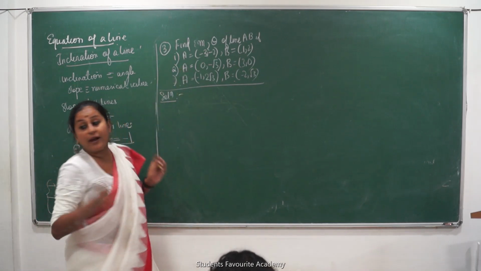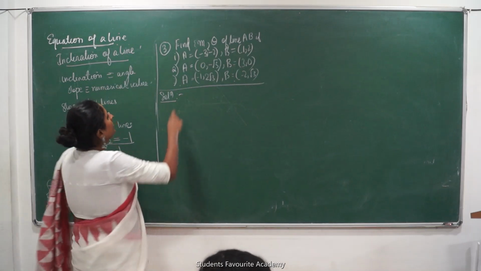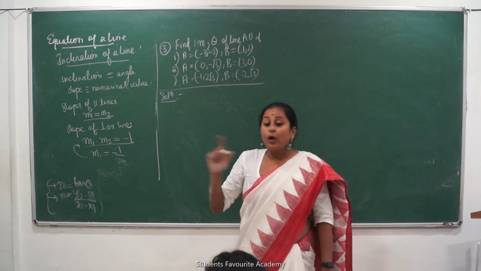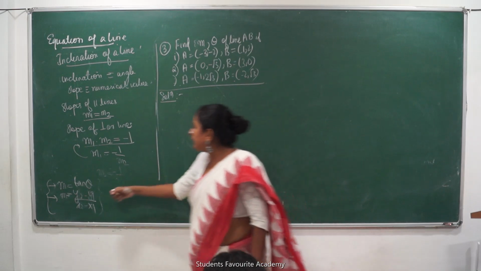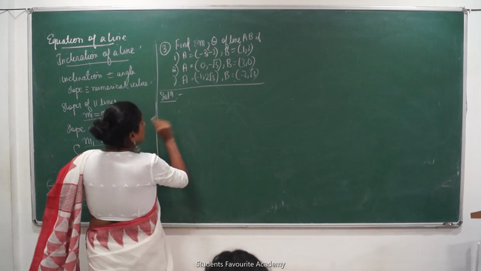चलो, we have to find what? We have to find M and we have to find theta. Okay? So what do we have? What is the format that we have here? Point format. If we have point format, how will we find our slope? By this method. Okay? So by the second formula.